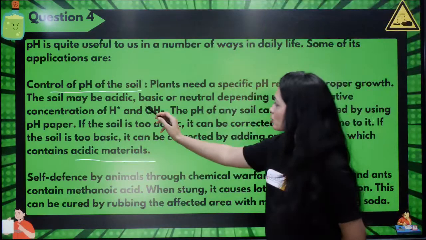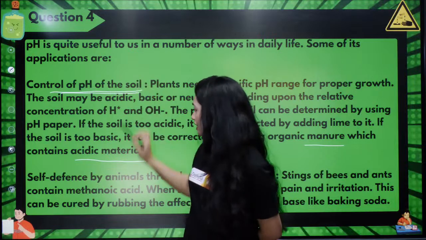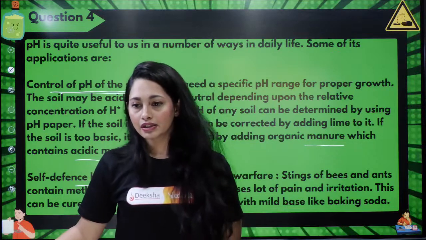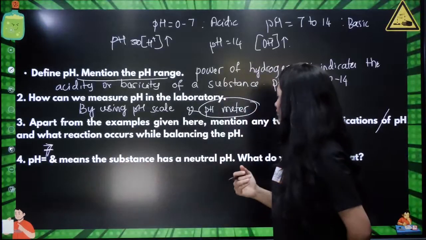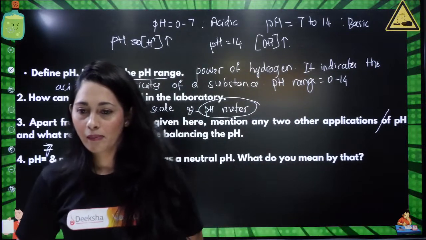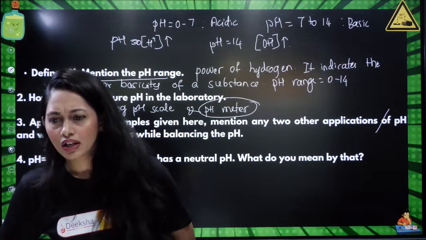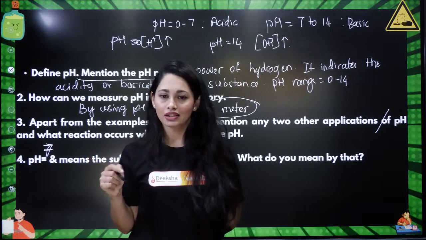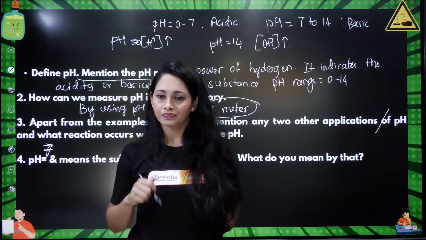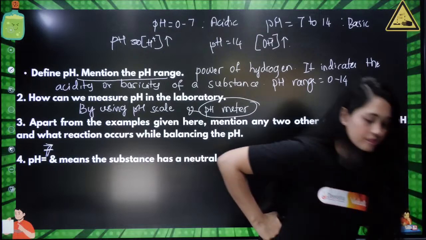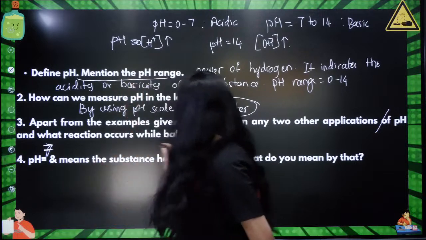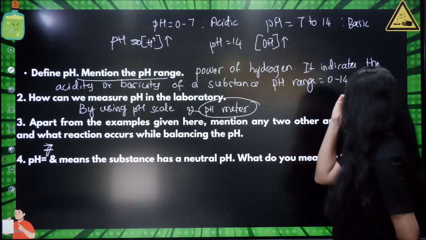Apart from the given examples, they have mentioned control of pH in soil, that is in the agricultural field, and self-defense by animals. Do you know any other example? They are asking about applications. Do you brush your teeth? How many of you brush your teeth? All of you, right? Why do you brush your teeth? In order to neutralize the acidic nature in the mouth. So that's one of the applications.